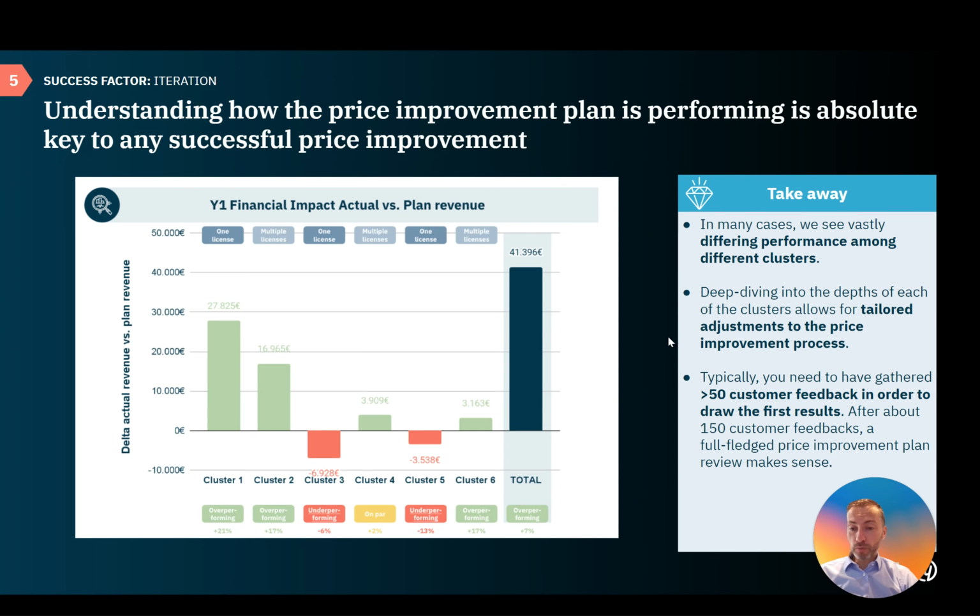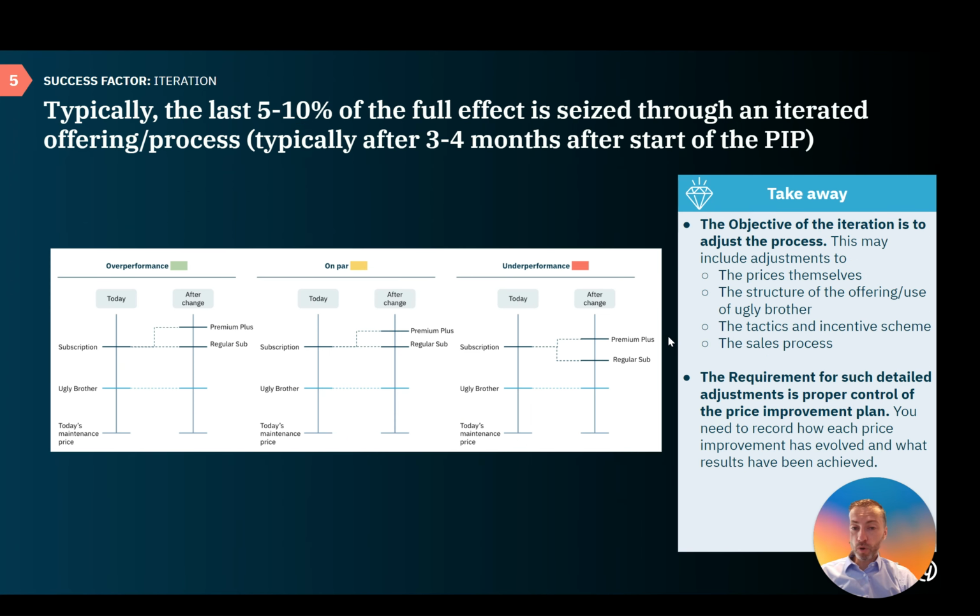Skip a bit to the end. Of course, there's a business case. Of course, we iterate at the end. So once you're done and you're in the implementation phase, do not use your initially planned price increase for 12 months, but ensure that you iterate the learnings along the way.